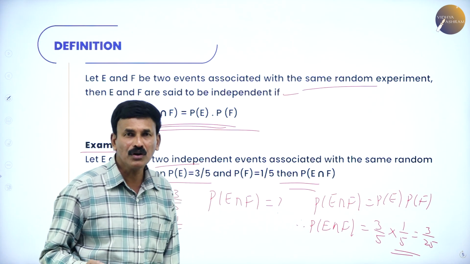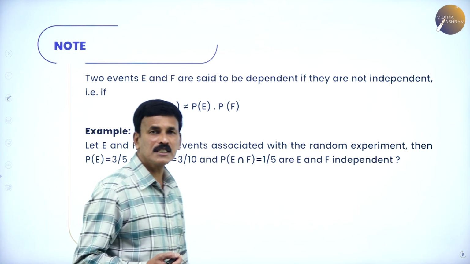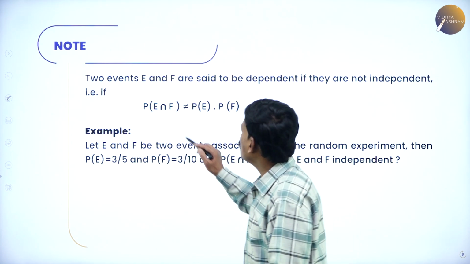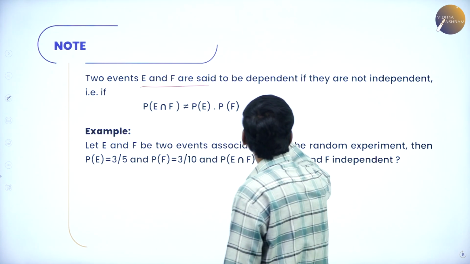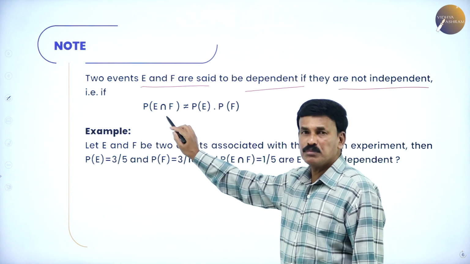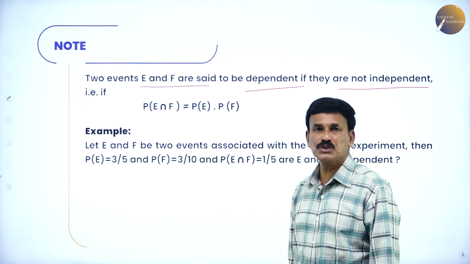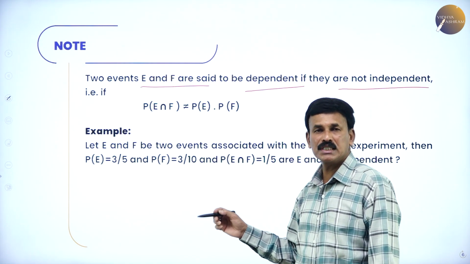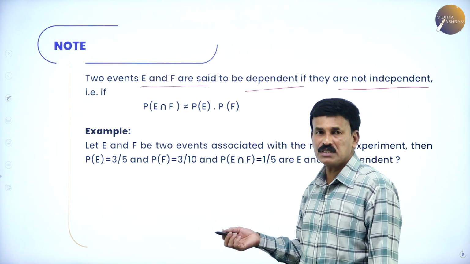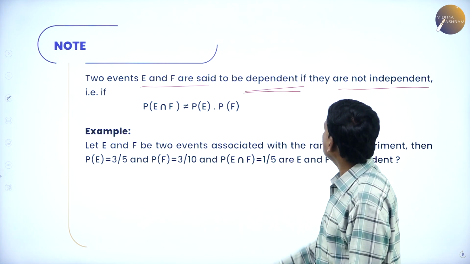Okay, hope you followed. Now, let us come to the next problem. Let us consider two events. Suppose the two events E and F are said to be dependent if they are not independent. That is, probability of E and F is not equal to probability of E into probability of F. If LHS and RHS are not equal, they are not independent. So they are said to be dependent.